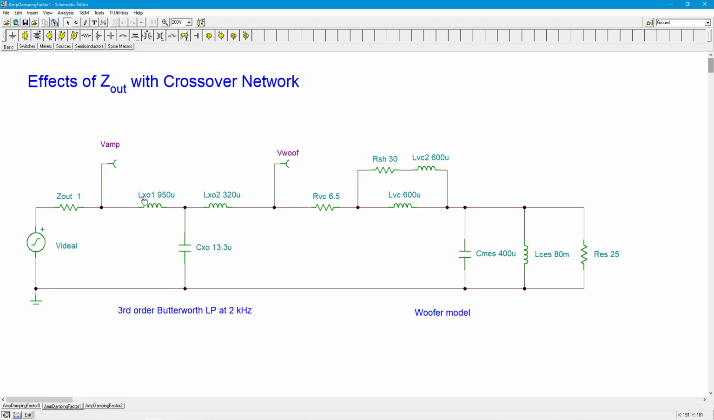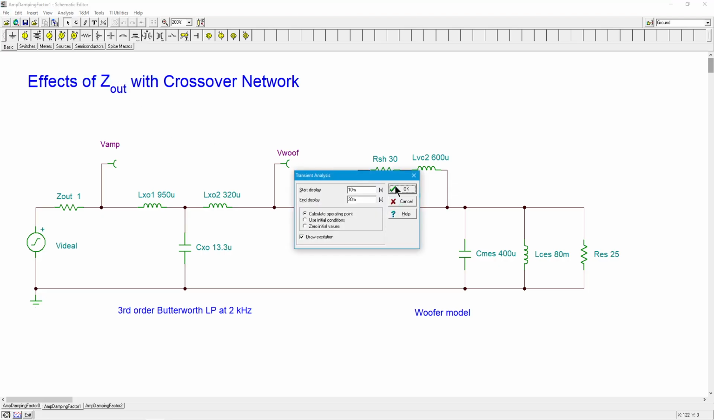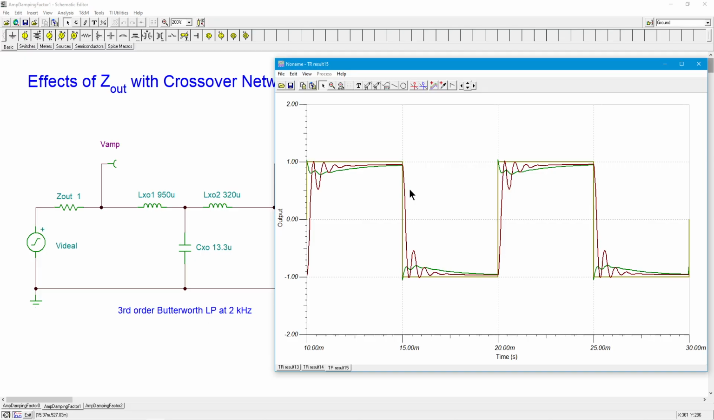So this is a purely passive, two-inductor, capacitor, third order Butterworth low pass filter. How does this affect the response? Again, I'm going to go back to that 1 ohm resistor that we had. So this is the relatively low damping factor, a damping factor of approximately 8. A nominal 8 ohm, which is what this is, and 1 ohm for the Z out. So let's see what we get. Bonk.